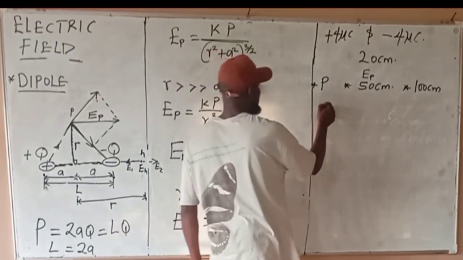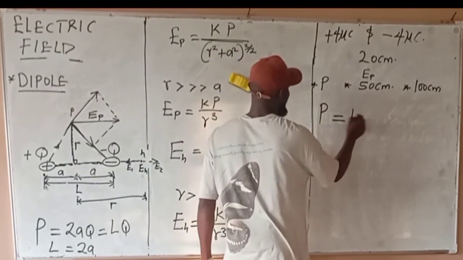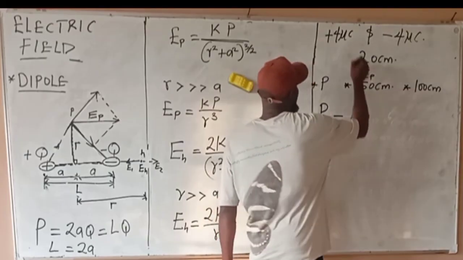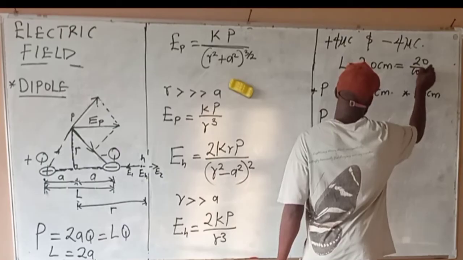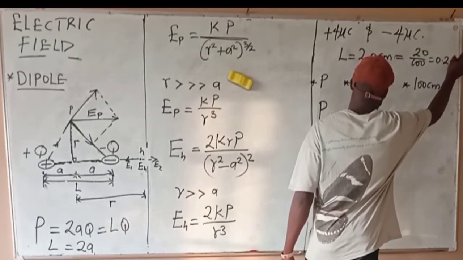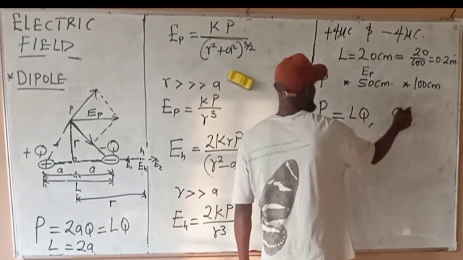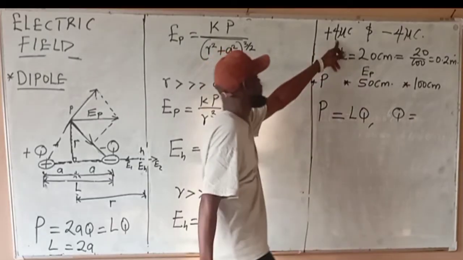Now the first one I have here is the electric dipole moment, which equals L times q. Now what's L? L here is 20 over 100, which equals 0.2 meters. Now, what is q? q will be the magnitude of any of the charges.